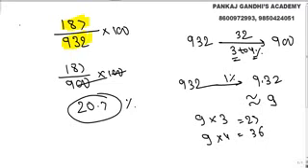The question asked was 187 upon 932. We have made the denominator a round figure, 900.